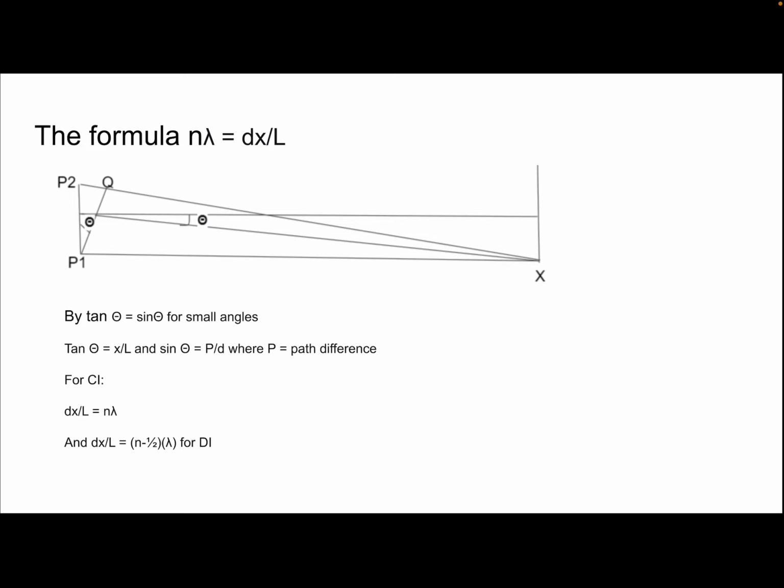So we know if we make sine theta equal to tan theta, we can see that dx over L equals n lambda for constructive interference, because like I said before, constructive interference is when the path difference is a whole integer wavelength, so that's n lambda. And if you want it for destructive interference, you're going to have to use n minus 1/2, because we want a half wavelength times the wavelength for destructive, so it's a half wavelength path difference, and that equals dx over L. So that's where both of the formulas come from. I hope that makes some sense.